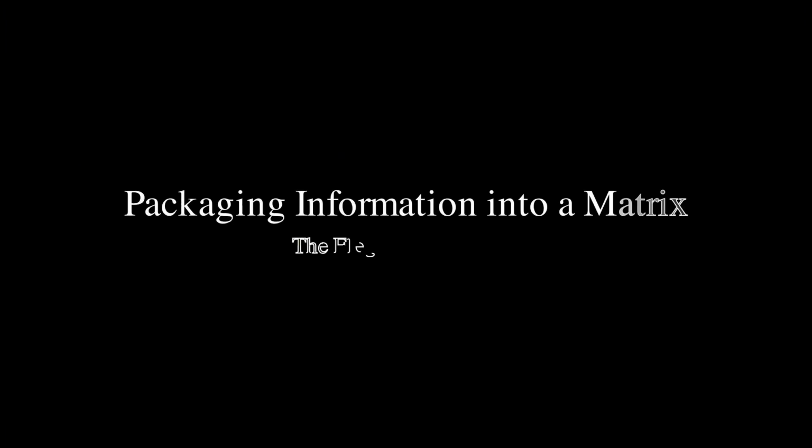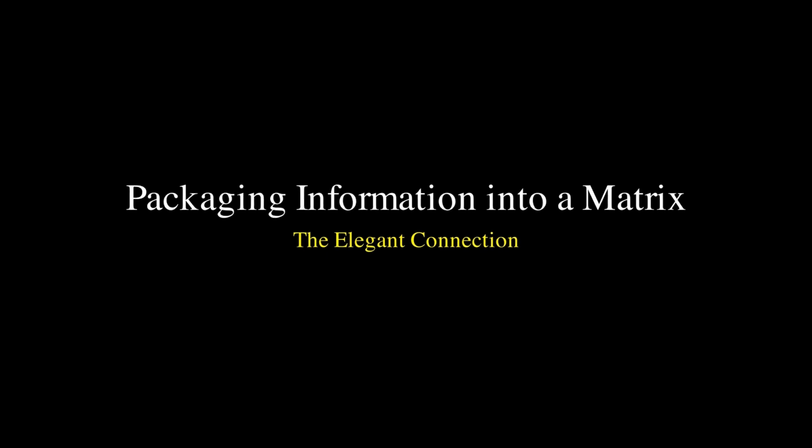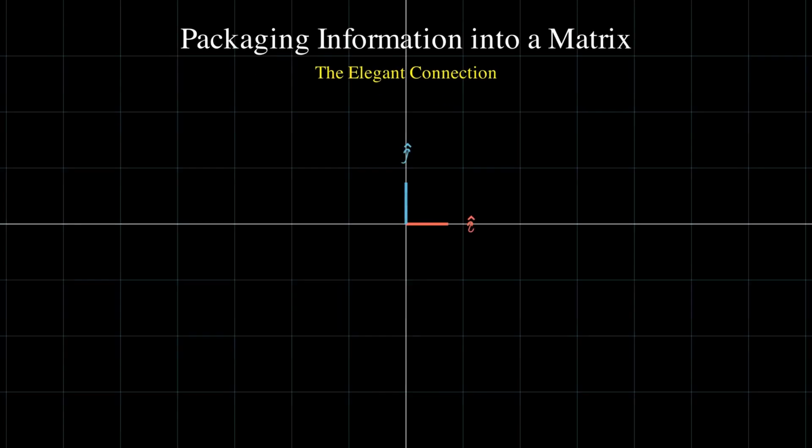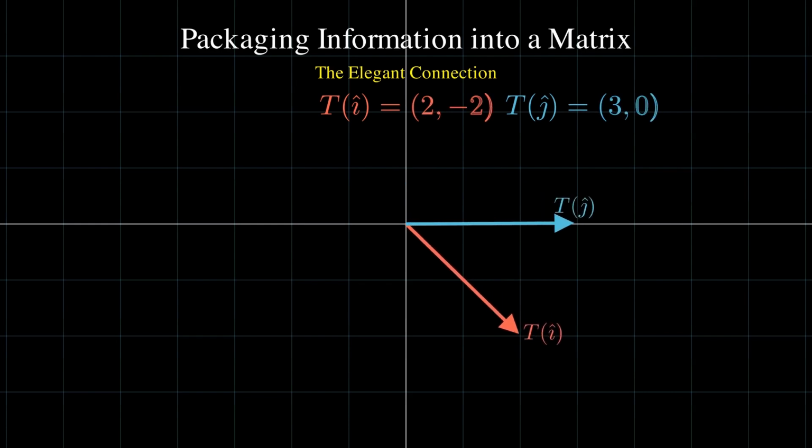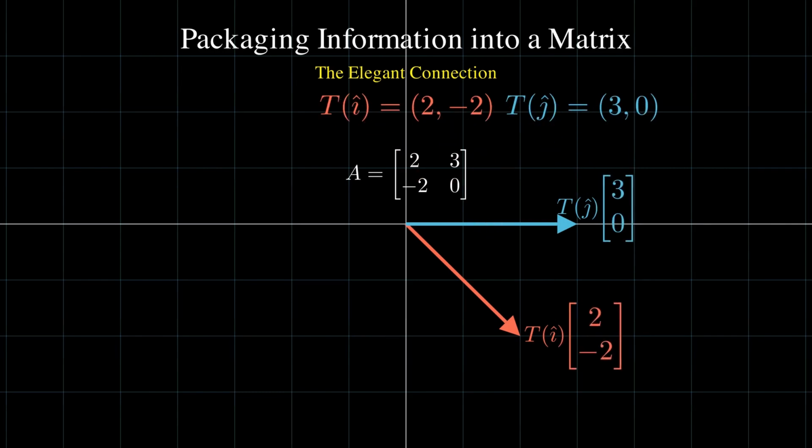Now here's the really exciting part. All the information we've been using, the new positions of i hat and j hat, can be neatly packaged into a simple object called a matrix. Specifically, we organize the transformed basis vectors into the columns of a 2 by 2 matrix. Here's what it looks like. The first column comes from where i hat landed, and the second column from where j hat landed.